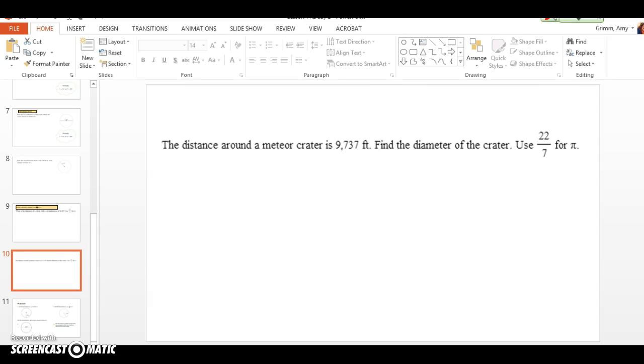Okay, all right, the distance around a meteor crater is 9,737 feet. Find the diameter of the crater. Use 22 sevenths for pi. Okay, so what formula do I want to use?